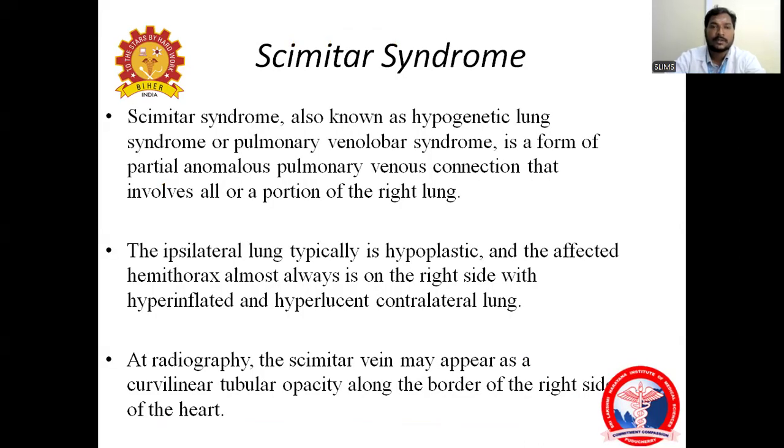Coming to Scimitar syndrome, also known as hypogenetic lung syndrome or pulmonary venolobar syndrome. It is a form of partial anomalous pulmonary venous connection that involves all or a portion of the right lung. So the ipsilateral lung typically is hypoplastic, that means underdeveloped, and the affected hemithorax is almost always on the right side, with a hyperinflated and hyperlucent contralateral lung. At radiography, the Scimitar vein may appear as a curvilinear tubular opacity which can be seen along the right side of the heart.